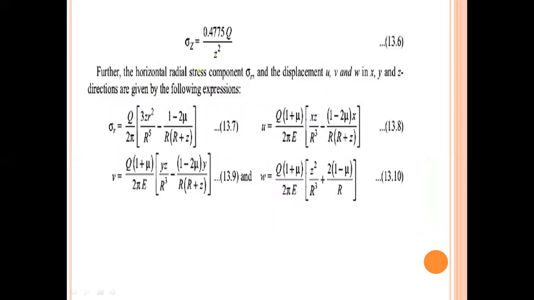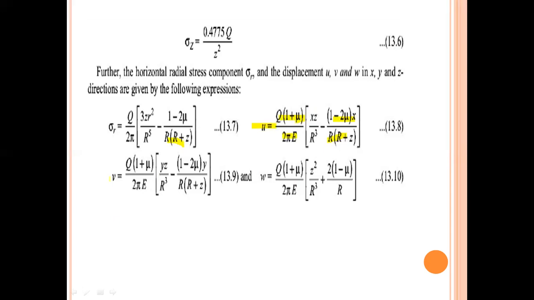Further, the horizontal radial stress component sigma r and the displacements u, v and w in the x, y and z directions are given by the following expressions. Sigma r equals Q by 2 pi into 3 z r square by R power 5 minus (1 minus 2 mu) by R into (R plus z). And similarly, u equals Q into (1 plus mu) divided by 2 pi E into xz by R cube minus (1 minus 2 mu) x divided by R into (R plus z). It is the displacement u in the x direction.